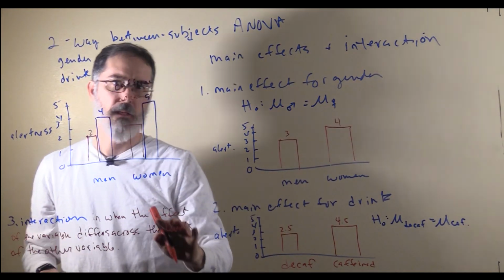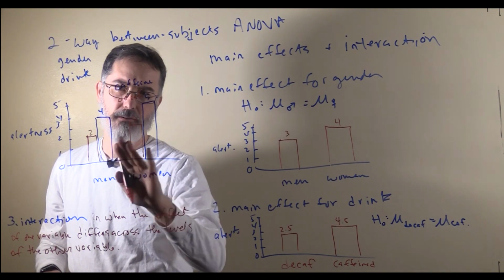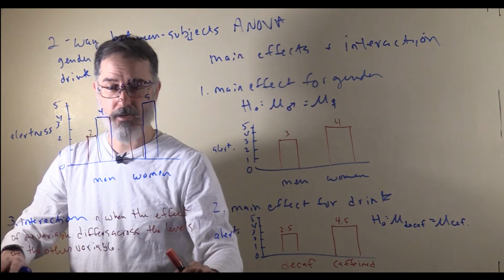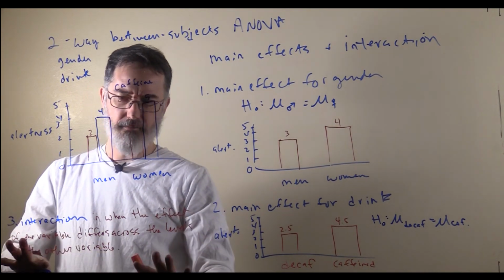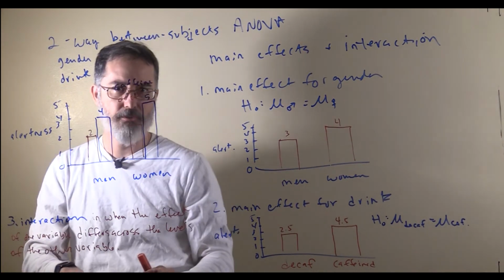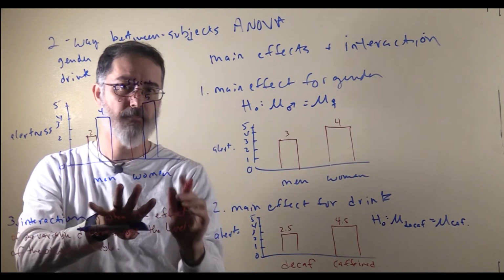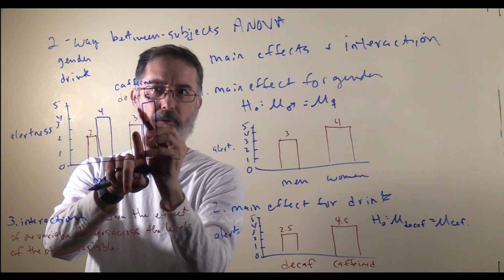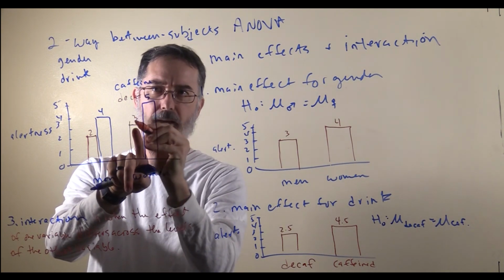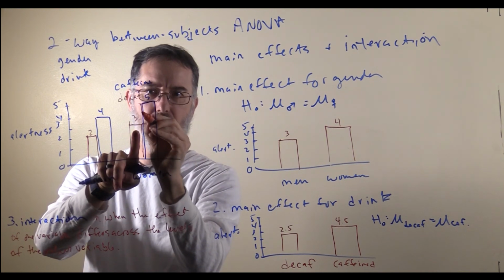For example, if caffeine increased alertness more for women than it did for men, then there would be an interaction. And there are a few different ways you can tell if there's an interaction; they're all mathematically interchangeable. One approach would be to see how much women got a boost in their alertness from going from decaf to caffeine. That's the difference between the height of these two bars.